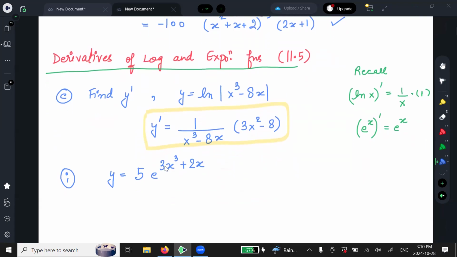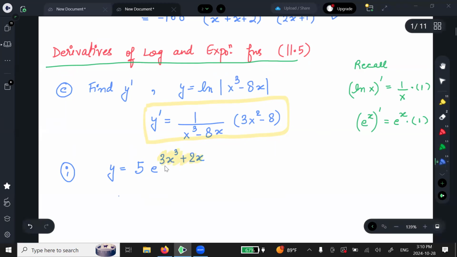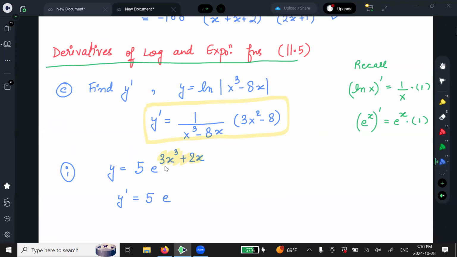Okay. Now we know that the derivative of e to the power x is just e to the power x. But if there is something other than x, you multiply by its derivative. That's the only extra step. So you copy e to the power that as it is, and what do you get? So you get y prime. 5 remains, nobody touches the 5. Copy e to the power 3x cube plus 2x as it is, because that's the formula.